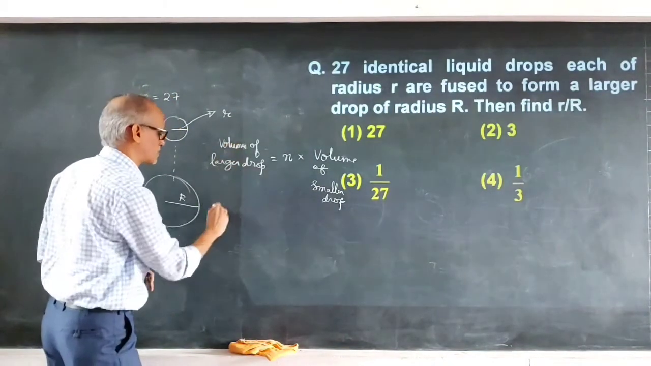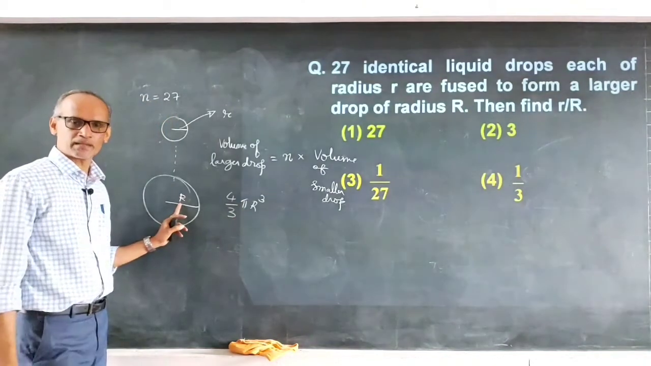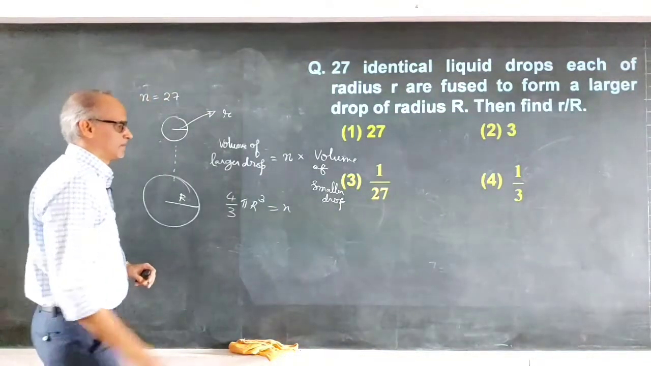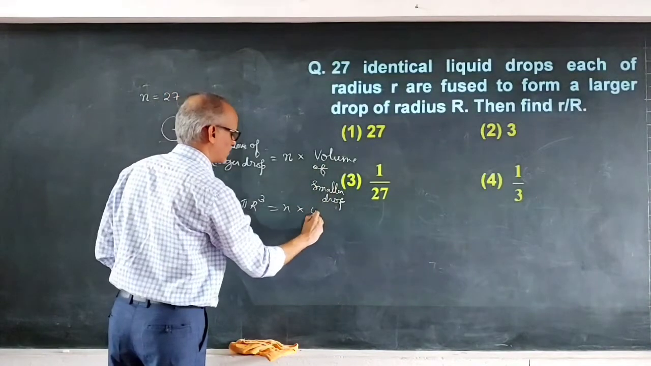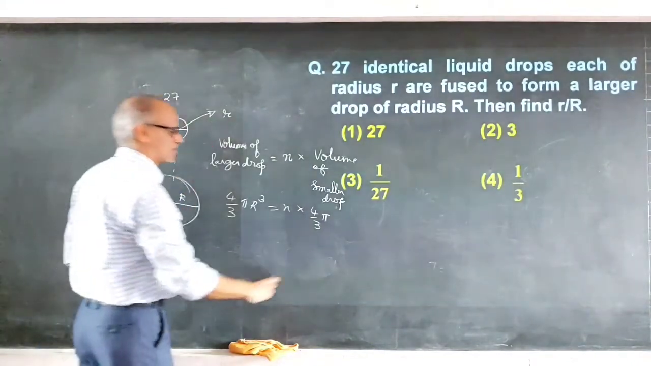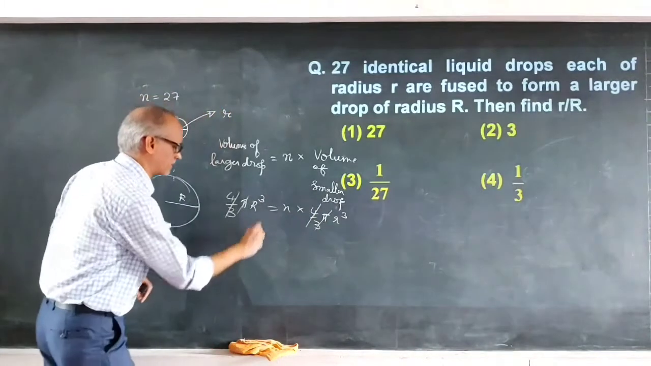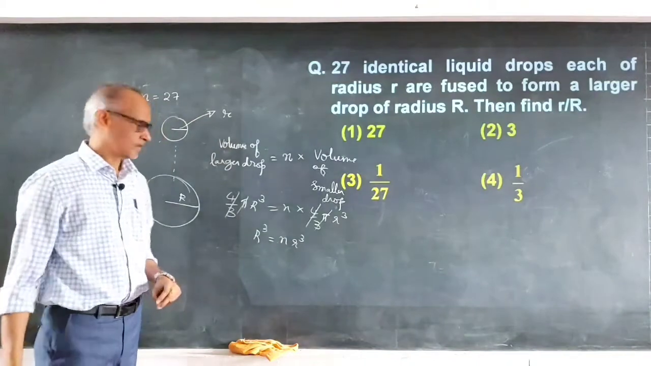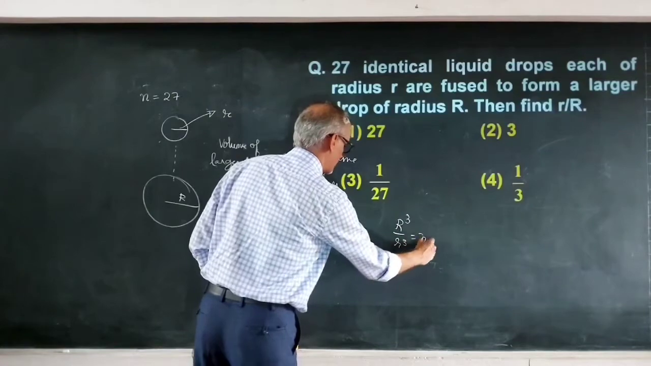What is the volume of the larger drop? Volume of the larger drop is 4 by 3 pi R cube. I've taken capital R as the radius. Then there is n, into the volume of the smaller drop. What is the volume of the smaller drop? 4 by 3 pi r cube, where r is the radius of the smaller drop. So 4 by 3 pi will get cancelled. What remains is R cube is equal to n into r cube. Let me rearrange this: R cube by r cube is equal to n.